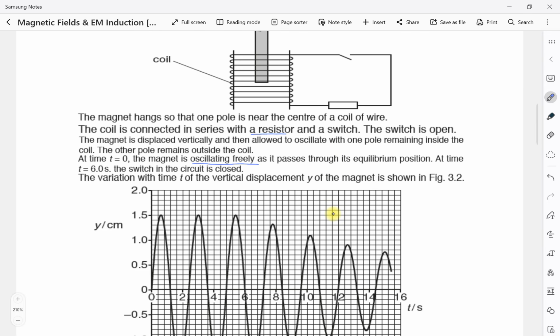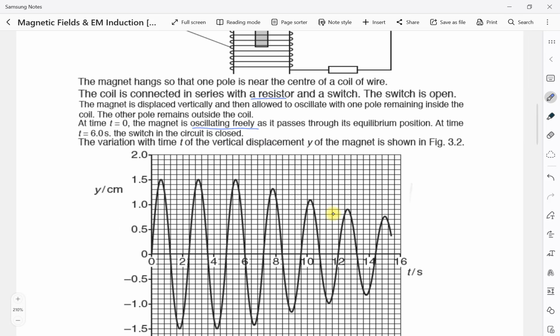At time t equals 6.0 seconds, the switch in the circuit is closed. So when the switch is closed, it means now we have a continuous loop of the coil. We have a complete circuit for the coil. So if the switch is closed and yet the magnet is moving up and down, that means there is going to be an induced e.m.f in the coil.